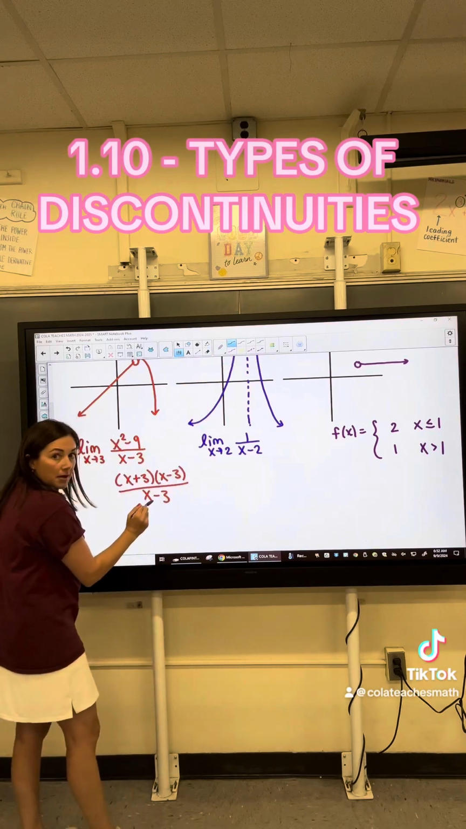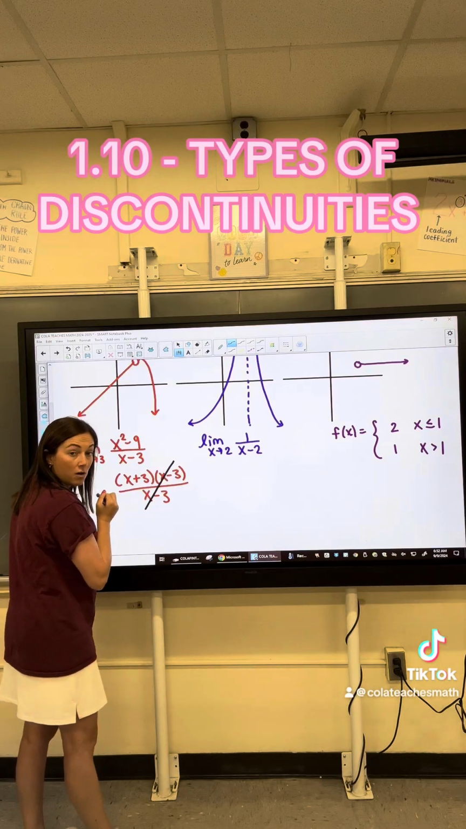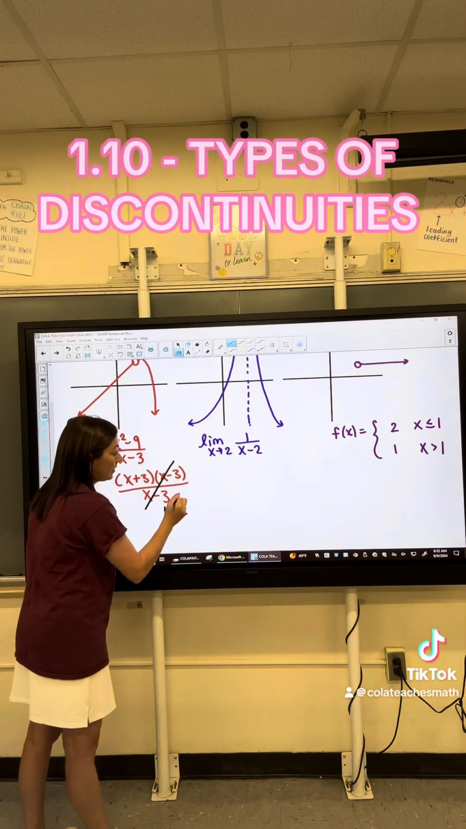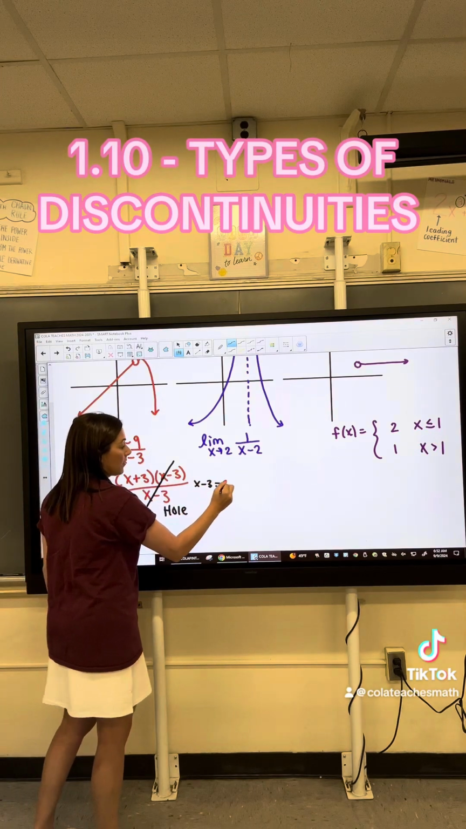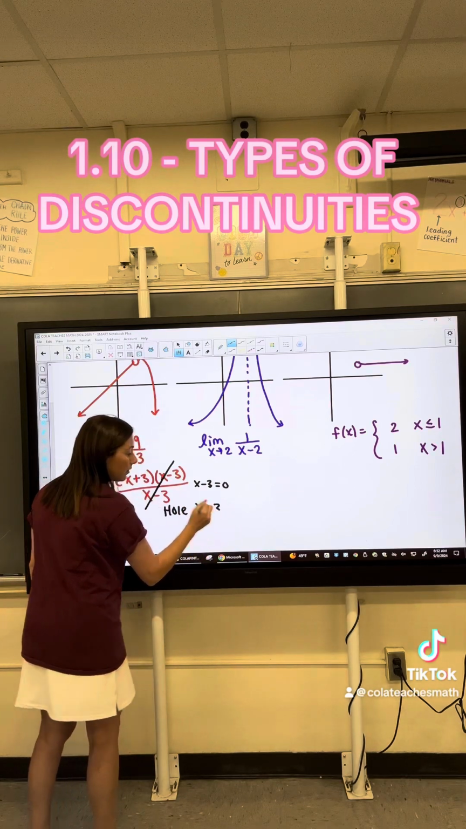Right here, the x minus 3's are going to cancel out. That means there is a hole. So there is a hole when this factor that I just canceled, set it equal to 0 in your head or on your paper, there's going to be a hole at x is equal to 3.